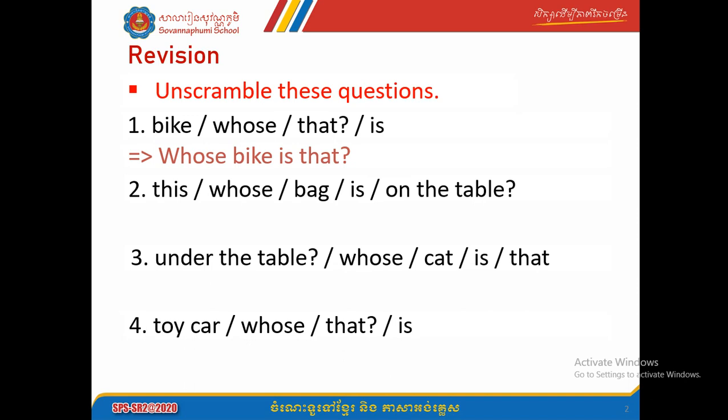It's a bit long, but let's try to think a bit. I'm waiting for your answer. Alright, what is your answer? Let's check with me if you're right or wrong. You can say: whose bag is this on the table?